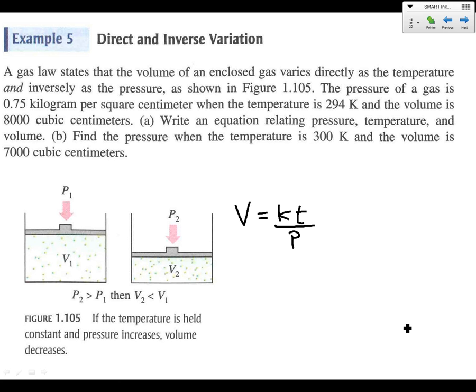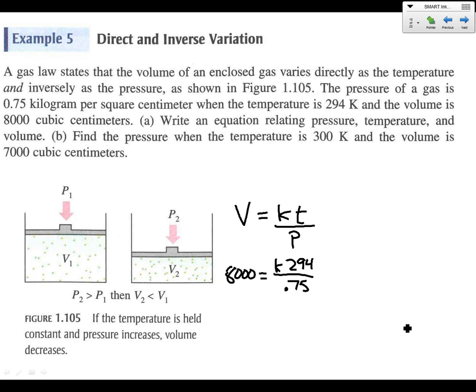So if we have variation, we're putting that variable k in there. Direct would be in the numerator and inverse would be in the denominator. Let's go ahead and solve from there. The pressure of a gas is 0.75. The temperature is 294. And if we have those situations, the volume is 8,000 cubic centimeters.